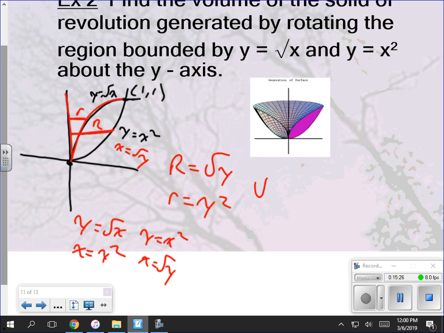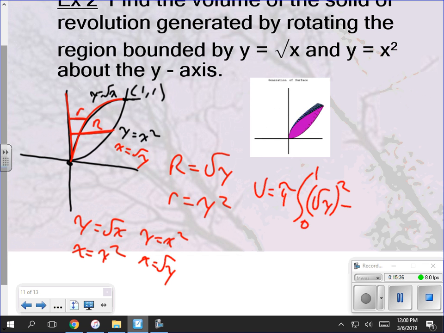So my volume is pi times the integral from 0 to 1 of the square root of y squared minus y squared squared. Oh, wait, not dy.